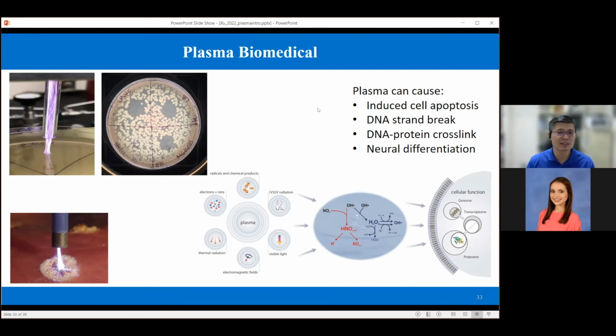Because the plasma can cause a lot of different things. It can cause cell apoptosis, which is programmed cell death. It can break DNA strands and cross-link proteins. And this all happens because plasma creates lots of different things: electrons and ions, some heat sometimes, electromagnetic fields, light, UV radiation, but most of the time it tends to create what are called radical and chemical products. A number of those chemical species have biological applications, and they can be absorbed by cells.